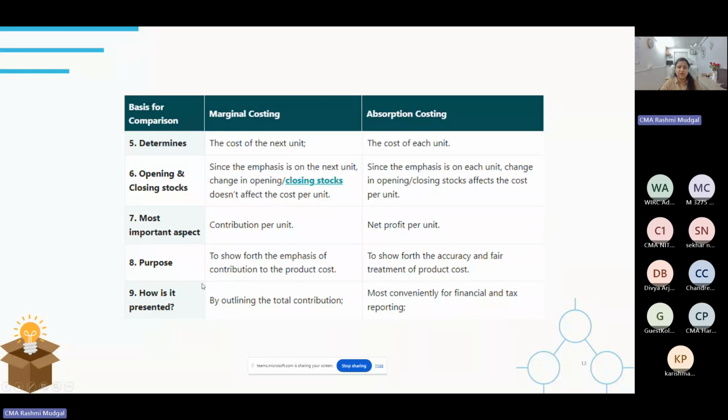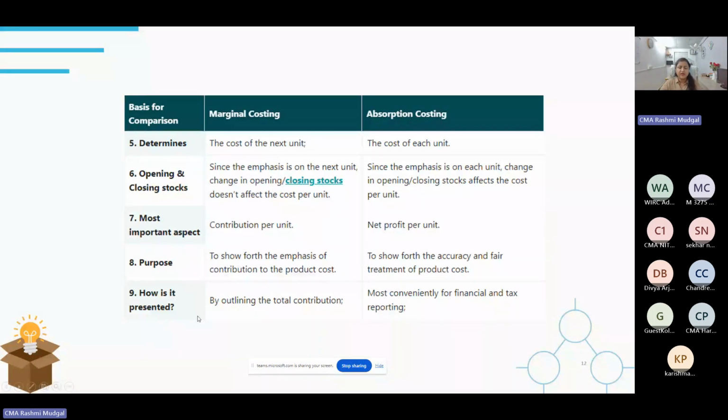We believe fixed cost is a period cost, and it will be recovered in the period, maybe after some time. But if I am not going to get this order because of the fixed cost, I will not be able to cover even my variable cost, or I may not be able to reach the volume sale target. This is more of the volume perspective, to show fair and accurate treatment of the product cost.